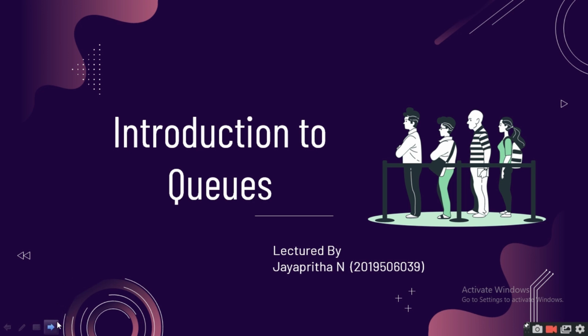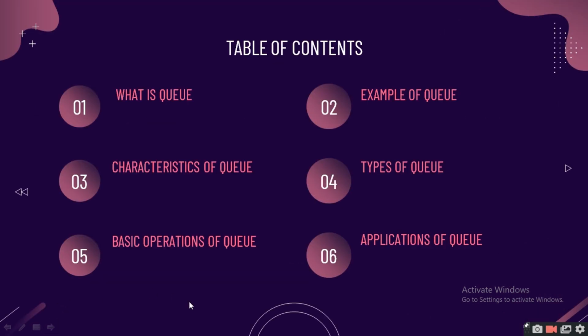So the table of contents: first we will see what a queue is in general, and I will explain with some examples to help you understand better. We will see some characteristics of queues, different types of queues, what the basic operations implemented on queues are, and what the real time applications of queues are. So first we will see what a queue is.